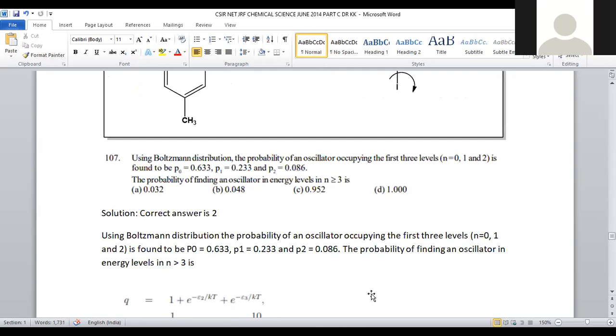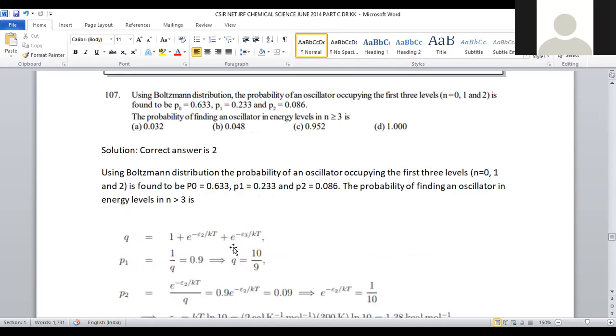Let us move on to question number 107. Using Boltzmann distribution, probability of oscillator occupying first three levels n is equal to 0, 1, 2 is found to be P0 is equal to 0.633, P1 is equal to 0.233, P2 is equal to 0.086. So P0, P1, P2 values are provided. Probability of finding the oscillator in the energy levels n greater than 3 will be, right?